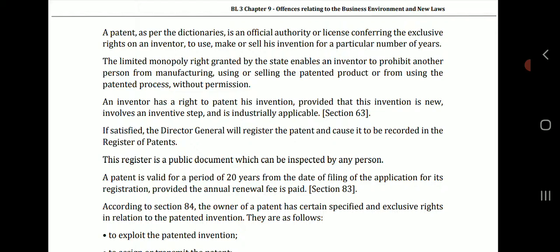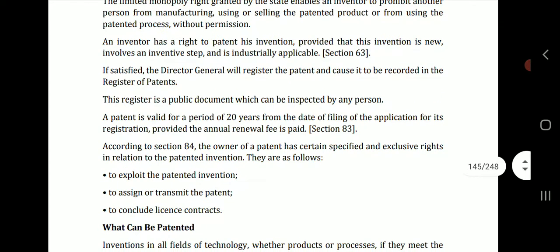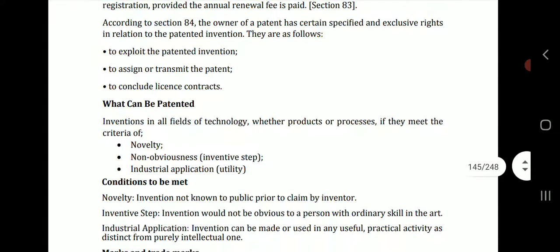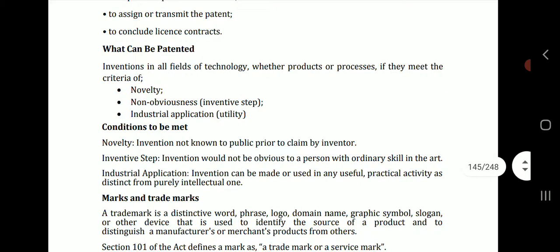So the registration is valid for 20 years for a patent. After that they have to keep renewing it. The patent owner can exploit the invention, assign and transmit the patent, and conclude licensing contracts. So what can be patented? Novelty, non-obviousness, inventive steps, and industrial application are the conditions to be met.